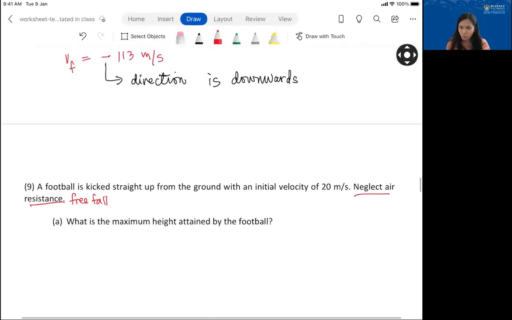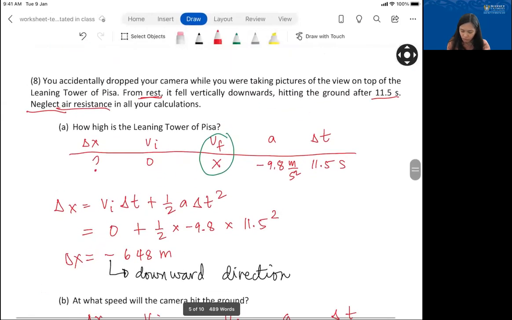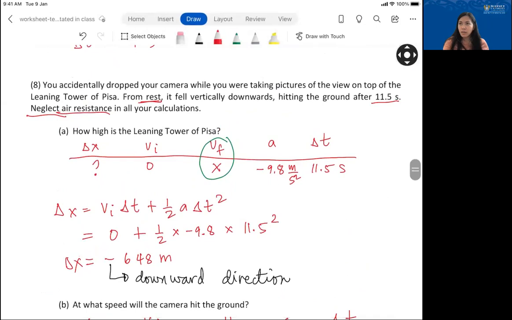Okay, let's go back here. Let me try to put that in the calculator. So we have 11.5 squared times 9.8 negative times 1/2. It's 648 meters. So make sure you did the square.